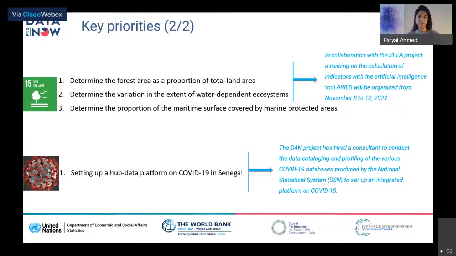And once that is prioritized, that data set would be available on a COVID-19 platform that is being set up with support from ANSD as well as UNSD technical staff. Next slide, please.